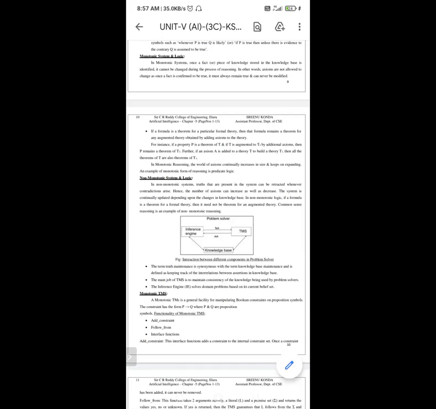Next, the main job of TMS is to maintain consistency of the knowledge being used by the problem solver. That means it maintains consistency. Next, the inference engine, IE, solves domain problems based on its current belief set.